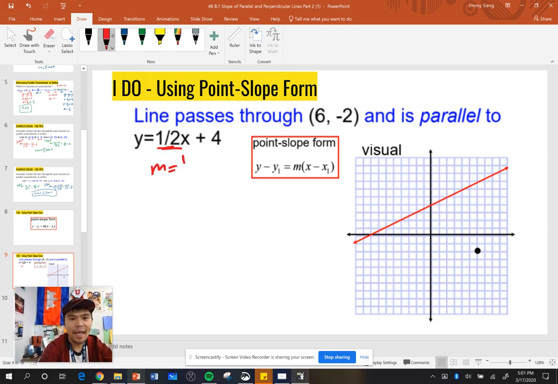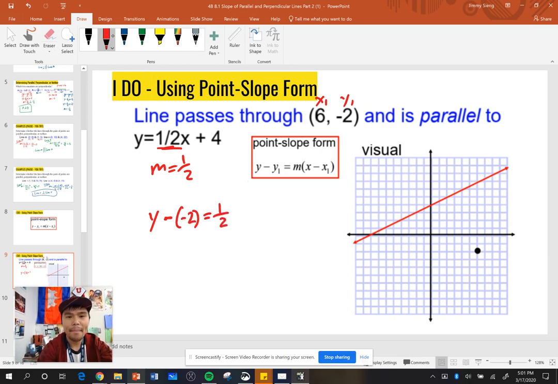M equals 1/2. And I also have my point, right? I have my x1 and y1 here. Well, this is going to be easy, okay? Again, there's 2 ways to do this. I think the best way, you can graph it if you wanted to, but I'm just going to go straight up with the algebra and use my point slope equation. So it's y minus y1 equals my m times x minus 6, right? Go ahead and simplify that.